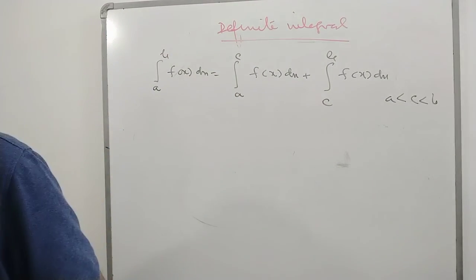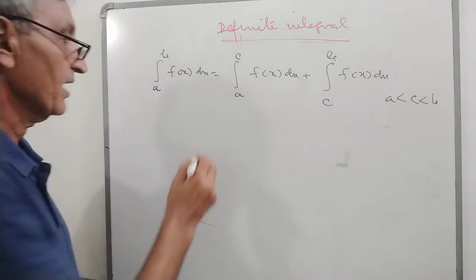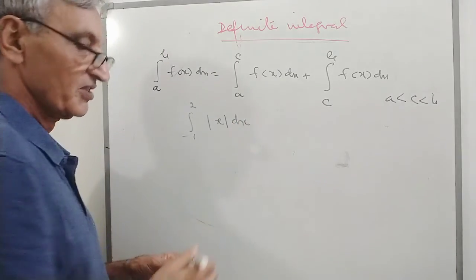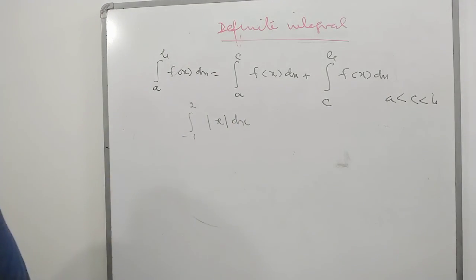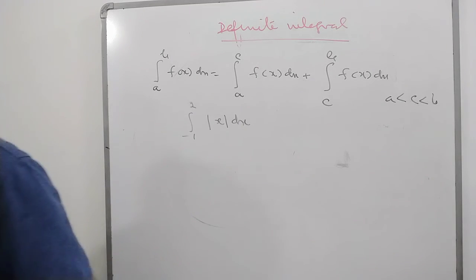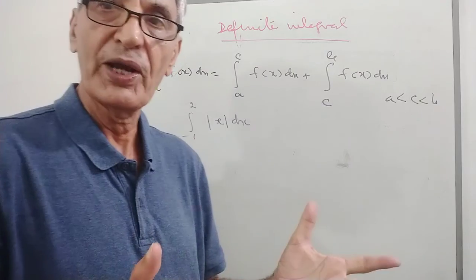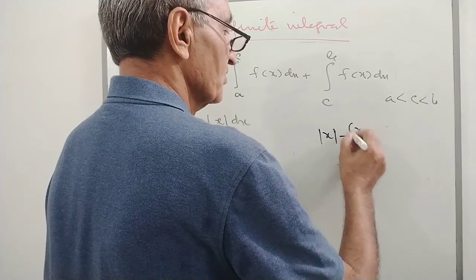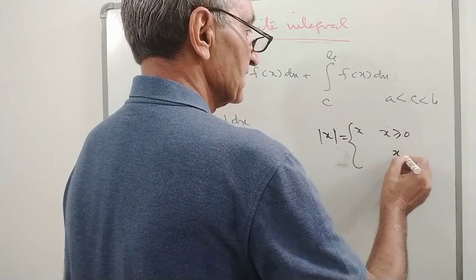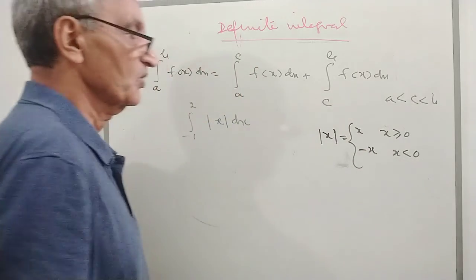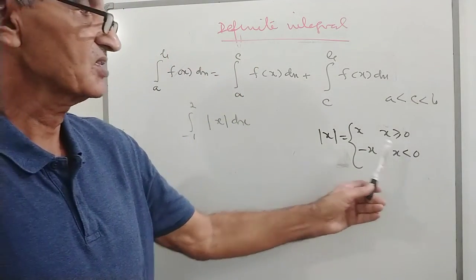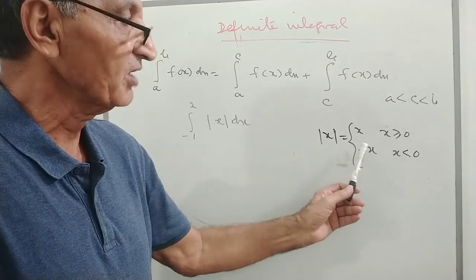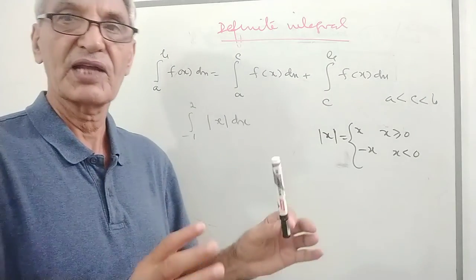My next question: suppose I have the integral from minus 1 to 2 of the modulus function of x. The modulus function is very simple. It says that the value is equal to x when x is positive, and when x is negative, its value is minus x. I told you earlier in my videos that when x is negative, the outcome will be positive. If I put minus 5, it gives 5. So it takes values like this.